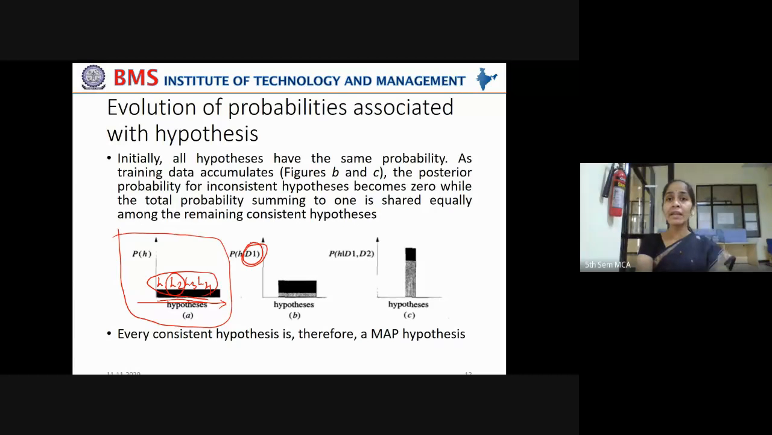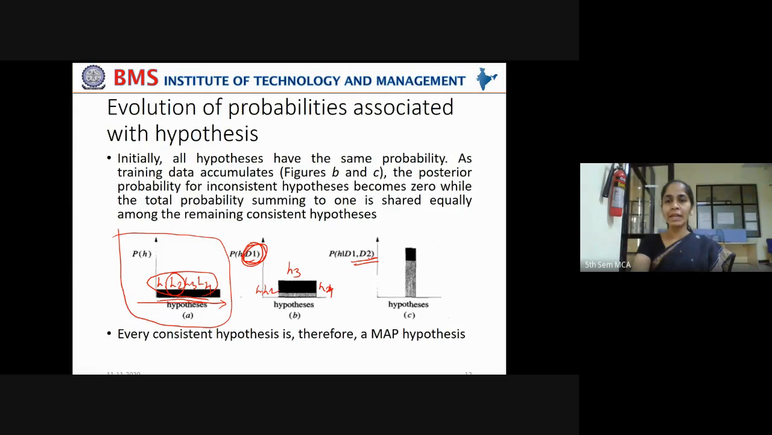Why? Because the others are inconsistent with the training example that is observed. So that probability increased. Did you understand now? Say H1, H2 are here. Their probability reduced because D1 is not giving any proof in support of H1 and H2, and neither is it giving any support to H4, but it is giving support to H3. Means the probability of observing H3 when the training example D1 is given is more now.